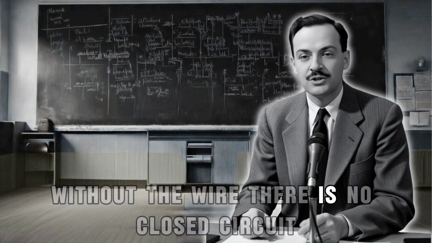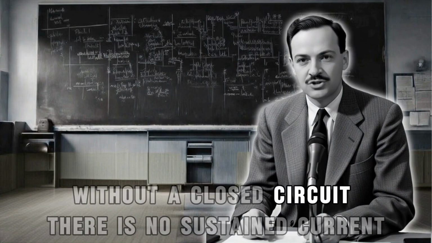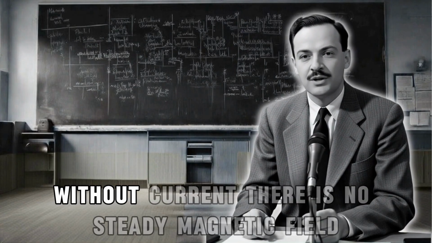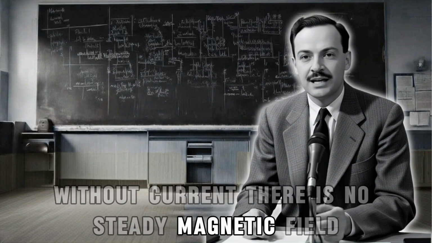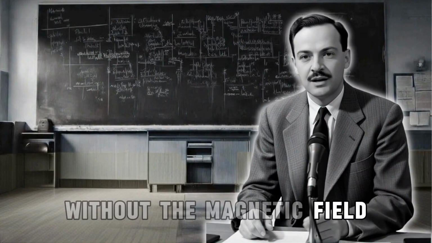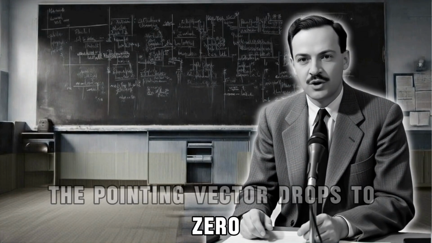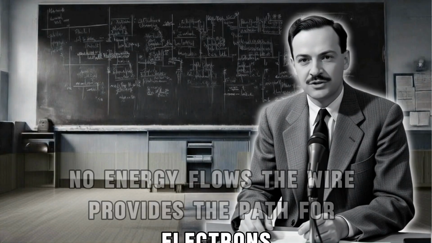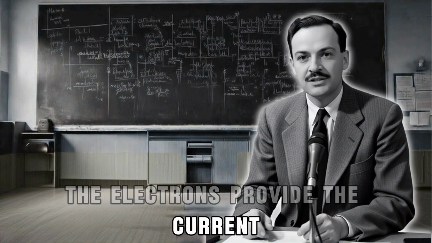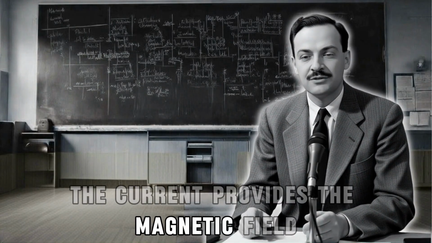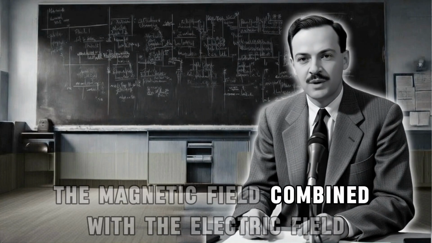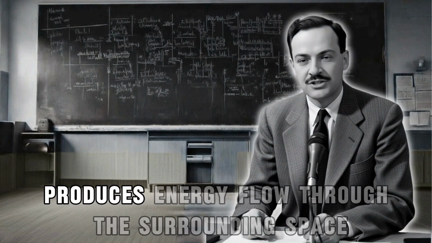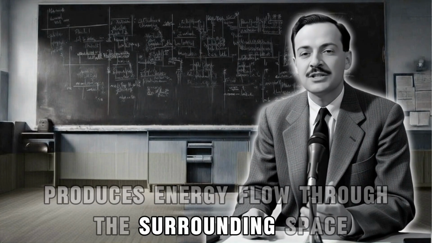Without the wire, there is no closed circuit. Without a closed circuit, there is no sustained current. Without current, there is no steady magnetic field. Without the magnetic field, the Poynting vector drops to zero. No energy flows. The wire provides the path for electrons. The electrons provide the current. The current provides the magnetic field. The magnetic field combined with the electric field produces energy flow through the surrounding space.